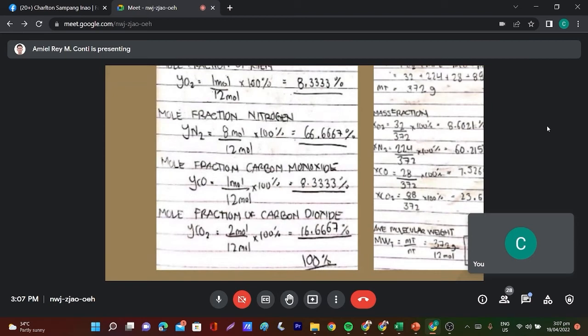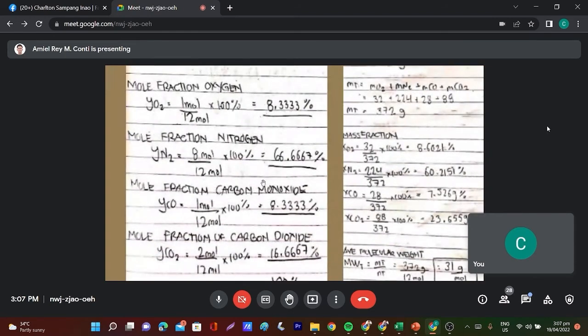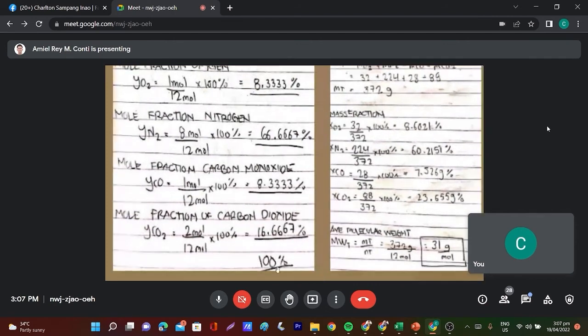Then, mole fraction of carbon dioxide, ganun din. 2 moles ang given ko sa carbon dioxide. Dividing it to 12 moles, then multiply to 100%, which is 16.667%. And pag tinotal po natin lahat na nakuha po natin na percentage ng mole fraction, we could get 100%. Yeah, 100%.